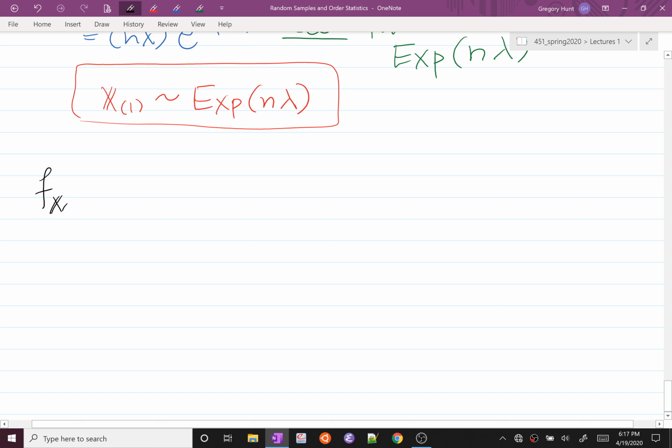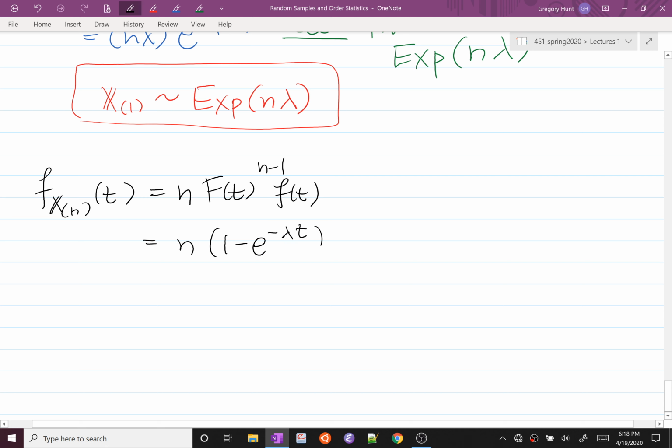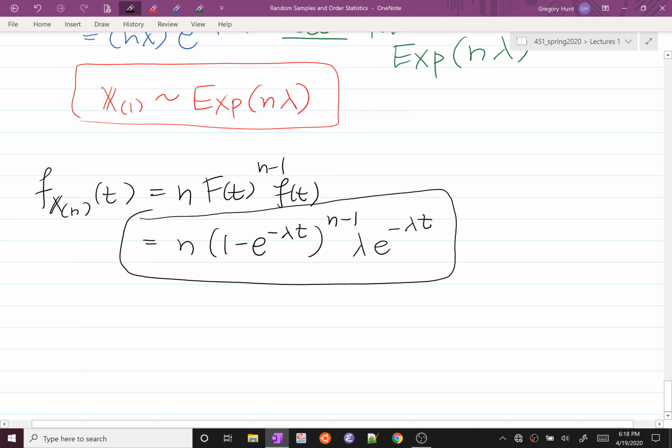The PDF for the maximum has the formula n times the CDF to the n minus 1 times the PDF. So in this case, we get n times (1 minus e to the negative lambda t) to the n minus 1 times lambda e to the negative lambda t. And that's about as simple as it gets. This is not a known distribution, but it is what it is. So this is the PDF.